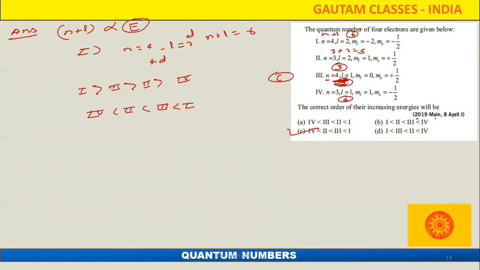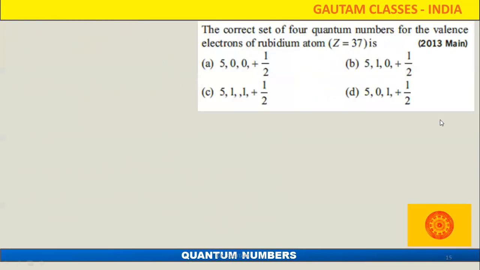This question was asked in JEE Main 2019. Another question was asked in JEE Main 2013. They are asking for the correct set of four quantum numbers for the valence electron of rubidium. What is the rubidium electronic configuration? That is krypton 5s1. He is asking for the valence electron, so the valence electron is present in 5s1.